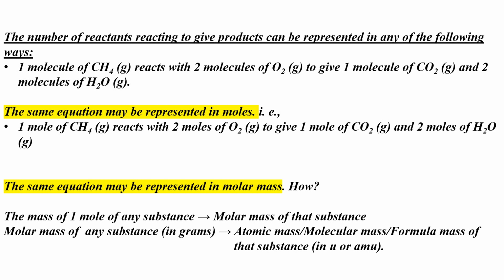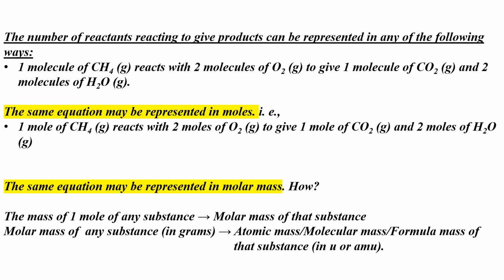It may be represented in molar mass. How? What is molar mass? You know that the mass of 1 mole of any substance is given by its molar mass. What is the unit for molar mass? It is grams. So, the mass of 1 mole of any substance is equal to the molar mass of that substance, given in grams. We also learnt in previous classes that molar mass of any substance in grams is numerically equal to its atomic mass or molecular mass or formula mass in unified mass or AMU, as the case may be.